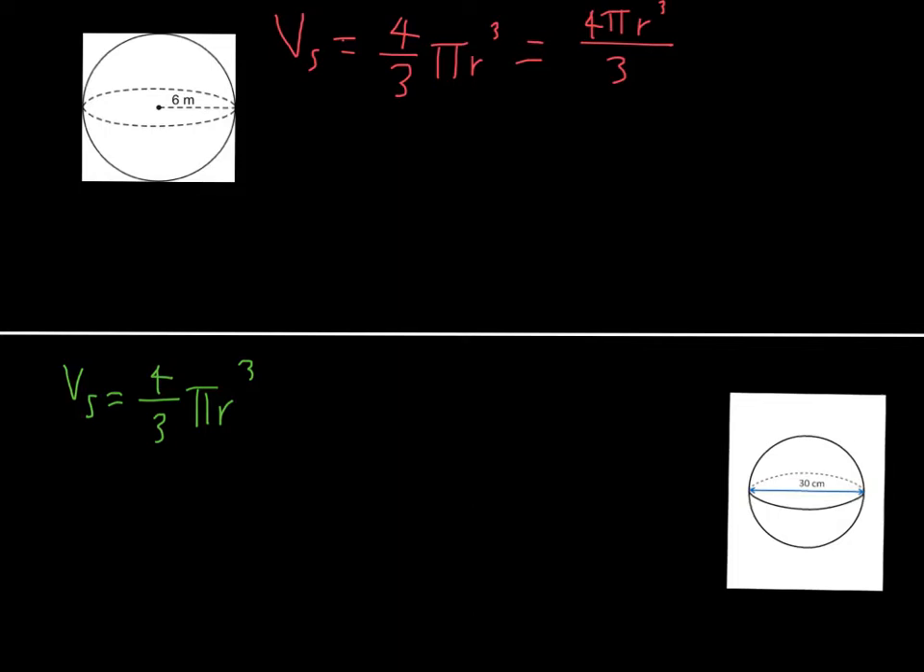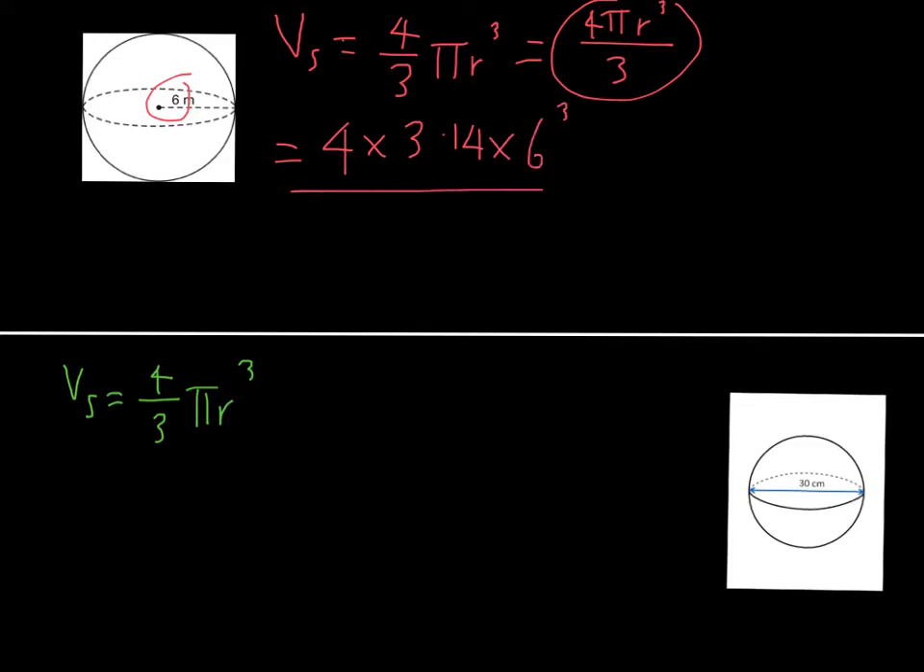So the volume of this sphere, we've got the radius, so we're right to go, is going to be equal to 4, I'm going to use this one, sorry, times pi, which is 3.14, times the radius cubed, so 6 cubed, which is 6 times 6 times 6, all over 3. So that's going to be equal to 4 times 3.14 times 6 cubed. So 6 times 6 times 6 is equal to 216, all divided by 3.